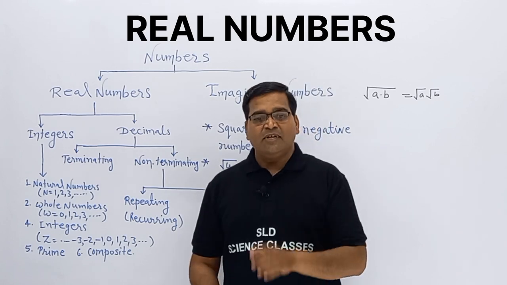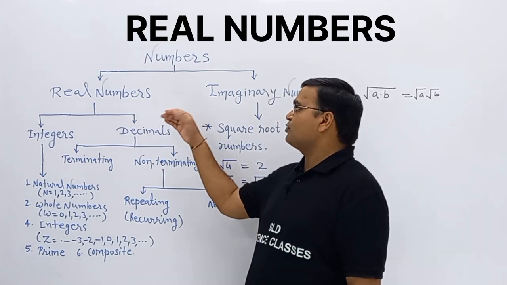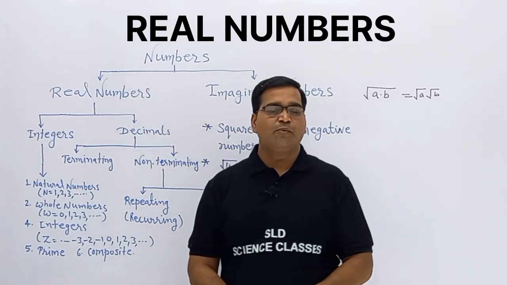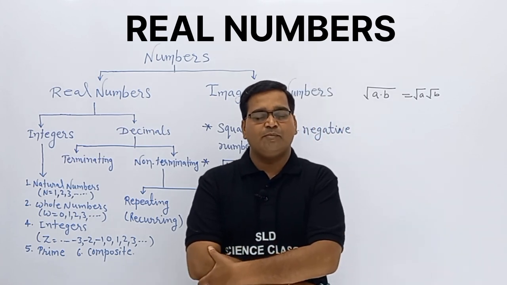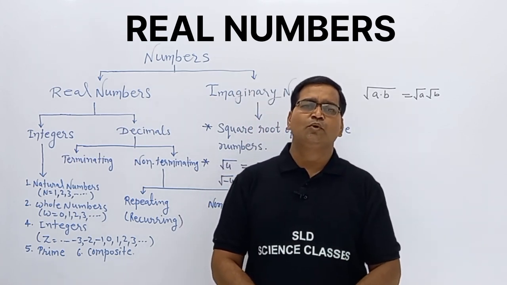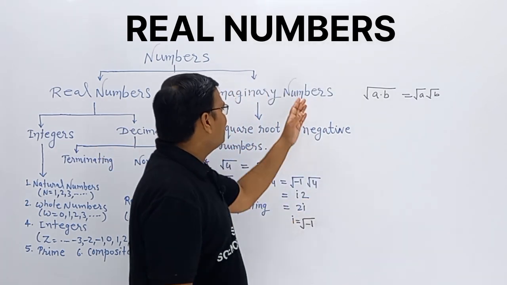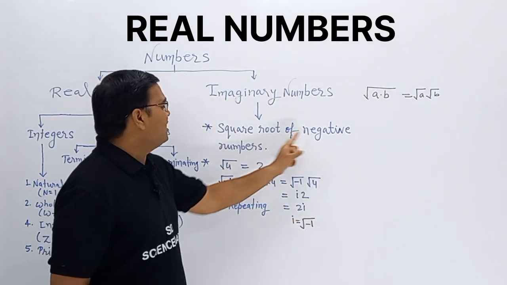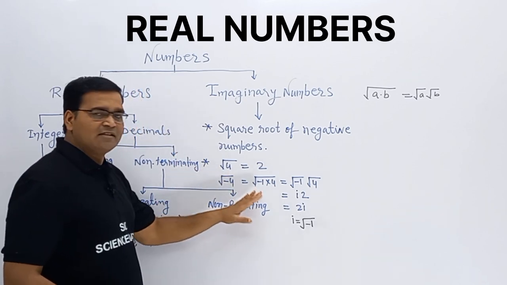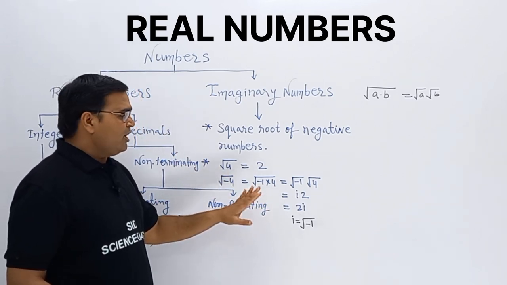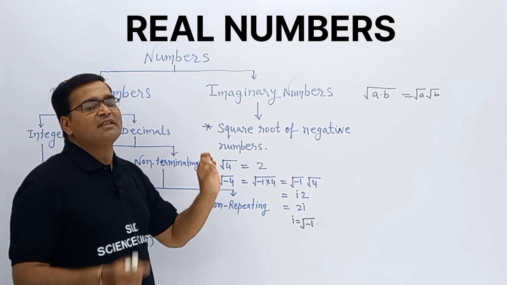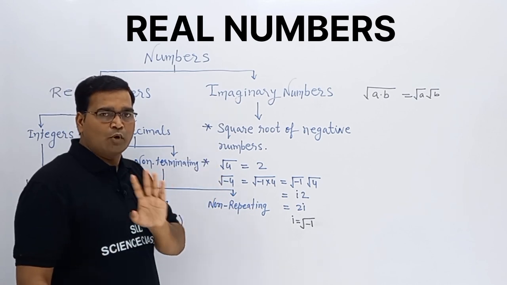So in this class we'll discuss more about real numbers. We have the first chapter, real numbers. Numbers are basically two types, either real numbers or imaginary numbers. Imaginary numbers are the square root of negative numbers, as I explained well. If we have negative numbers in a square root, that is not possible.